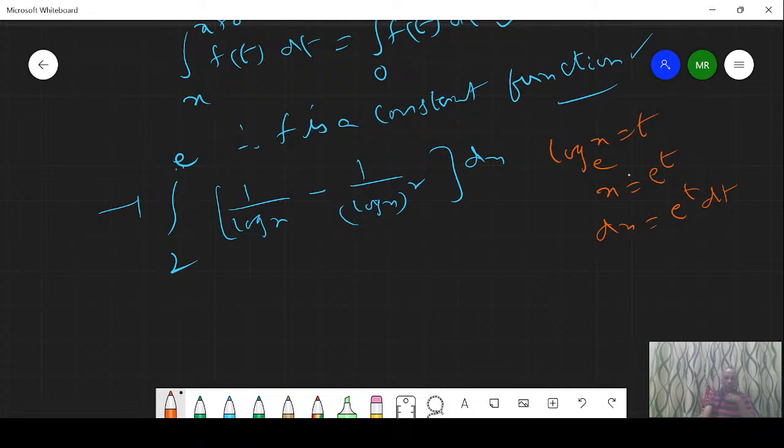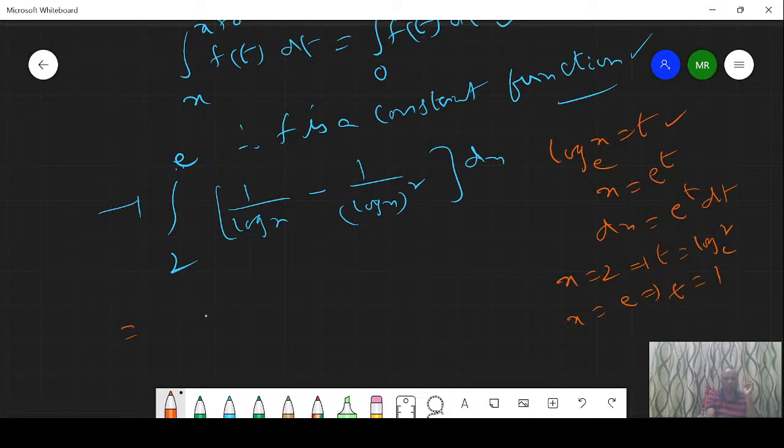When I have taken limits, when I convert in terms of t, when x is equal to 2, then t equals log 2 base e. Since they have written x is equal to e power t, when x is equal to 2, t is log 2 base e. Then when x is equal to e, if you substitute x is equal to e, t will become log e base e, which is 1. That is how I can change all the limits.